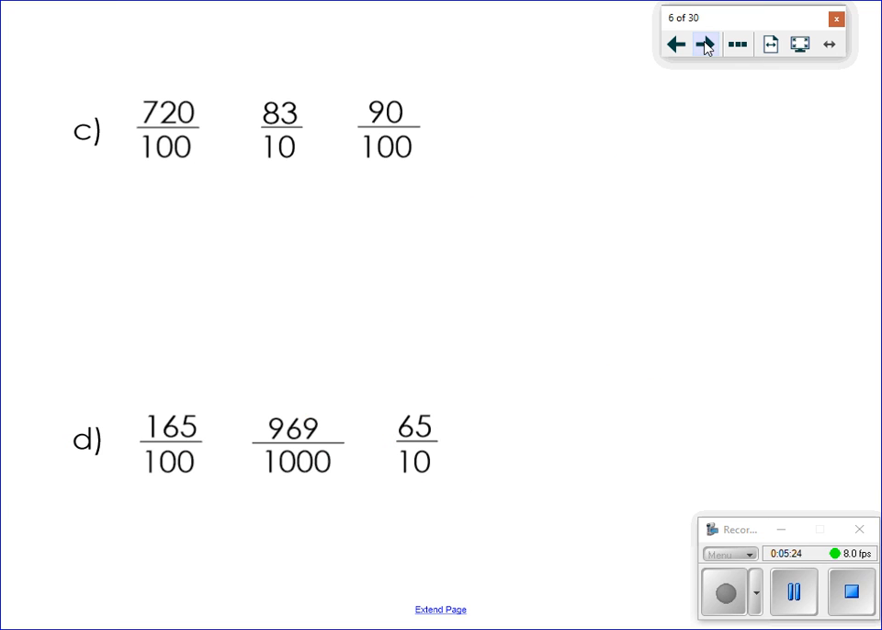Okay, I'd like you to try C and D on your paper, and you're going to be handing this in at the end of watching this video. So stop the video for a minute, give these two questions a try, doing it the exact same way as the examples I just showed you, and then restart the video when you're ready.